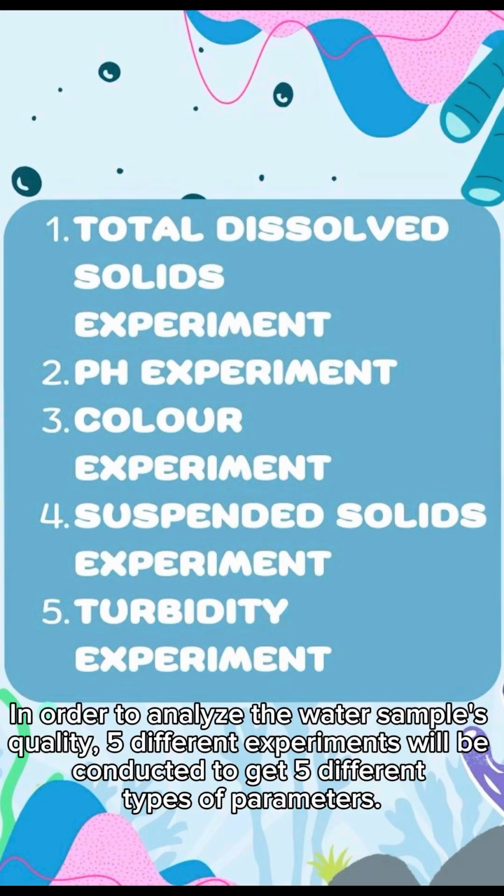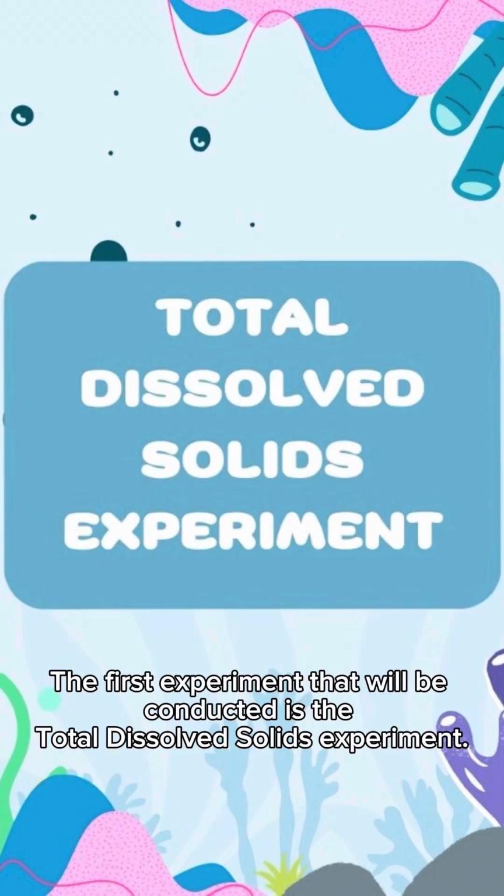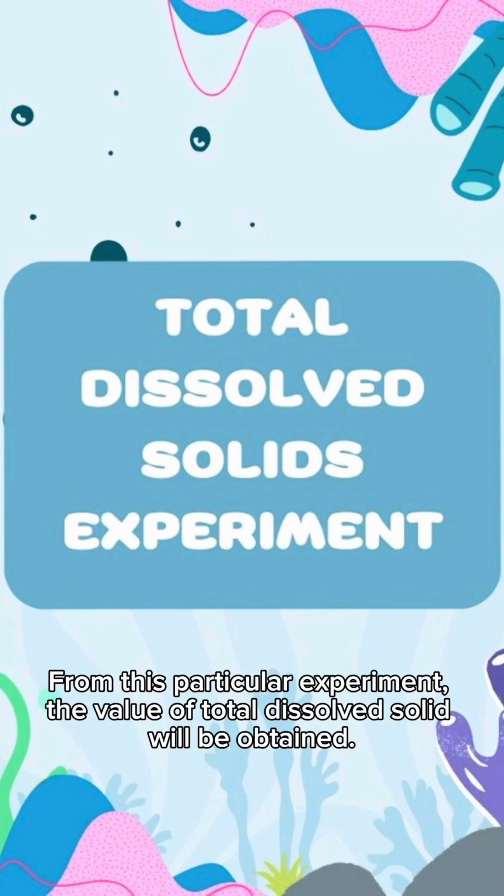In order to analyze the water sample quality, five different experiments will be conducted to get five different types of parameters. The first experiment that will be conducted is the total dissolved solid experiment. From this particular experiment, the value of total dissolved solid will be obtained.